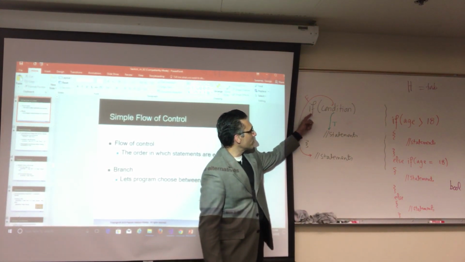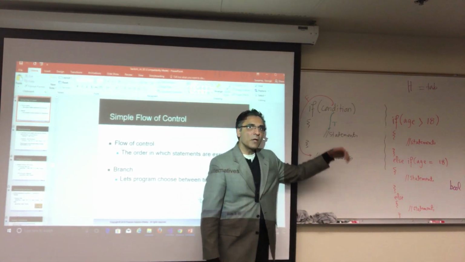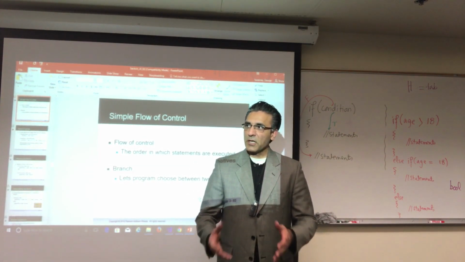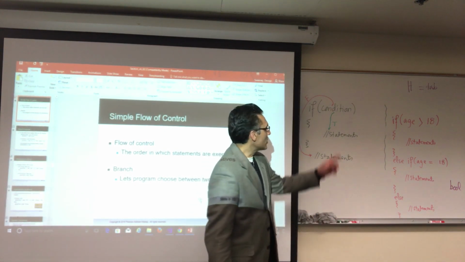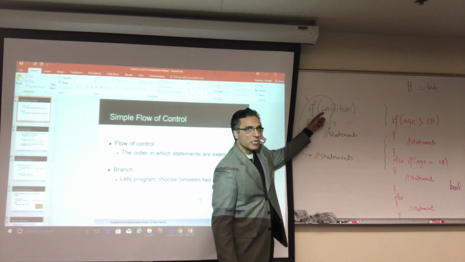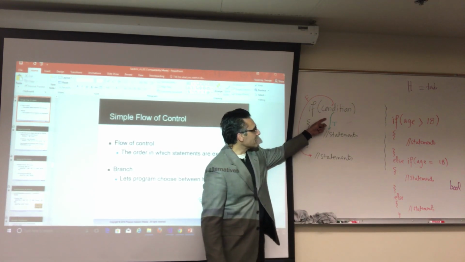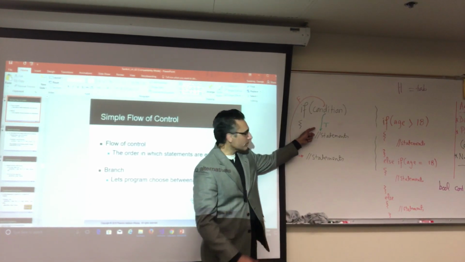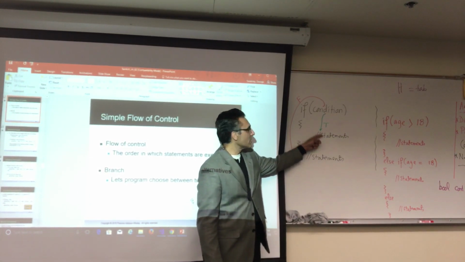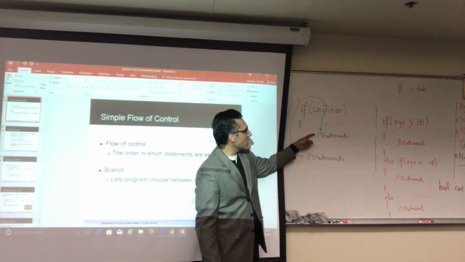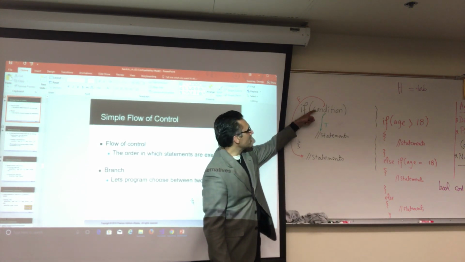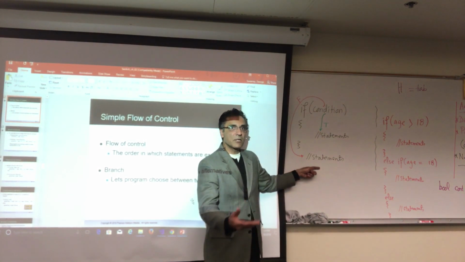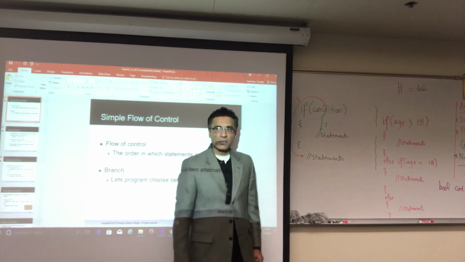So you have if, parentheses open, and you have one or more conditions in those parentheses. Initially we'll start with one condition, then we'll add multiple conditions. If the condition is true, you go inside the body of the if structure and start executing those statements. You might have one or multiple statements. If the condition is false, you will exit out and run the statements after the control structure. And this is true for other languages as well.